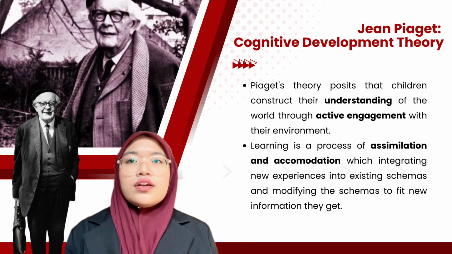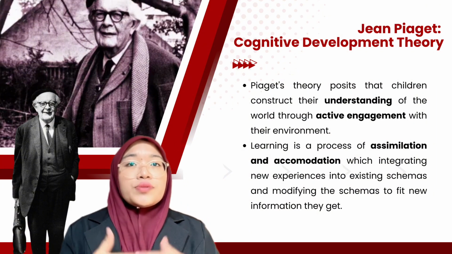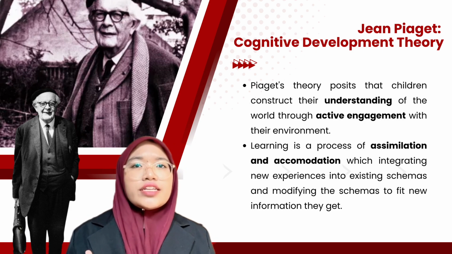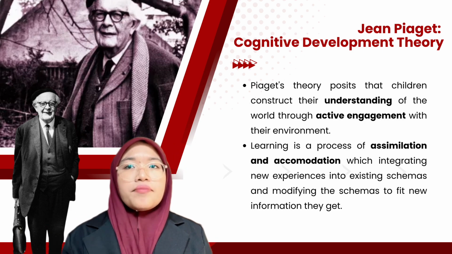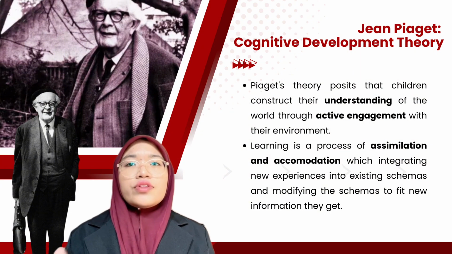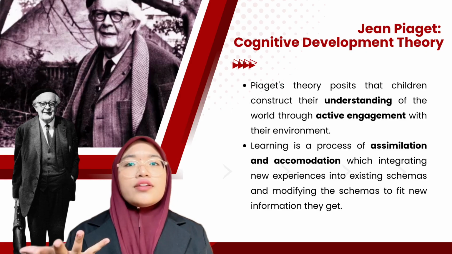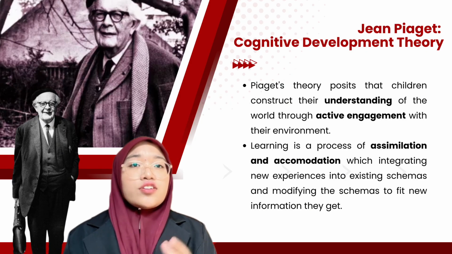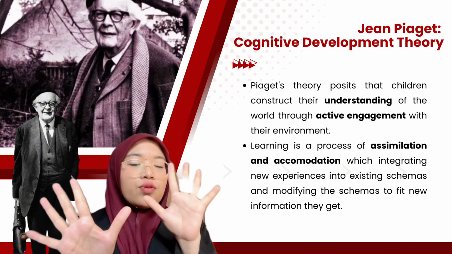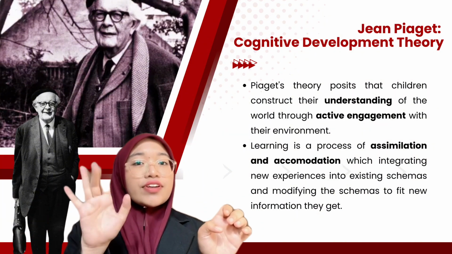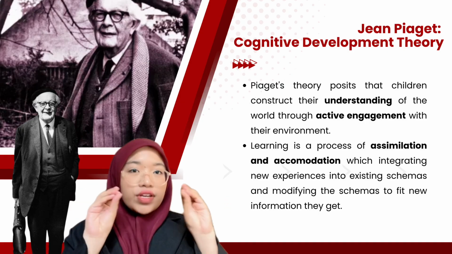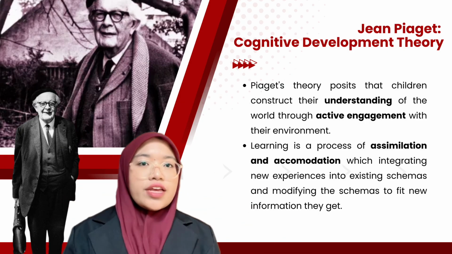Piaget also explained that learning is a continuous process of assimilation and accommodation. Assimilation happens when children take in new experiences and fit them into what they already know. For example, if a child knows how to count with their fingers, they may use the same method when they are introduced to bigger numbers. When we are kids, we learned 1, 2, 3, 4, 5, 6, 7, 8, 9, 10. We have 10 fingers and we can count to 10.